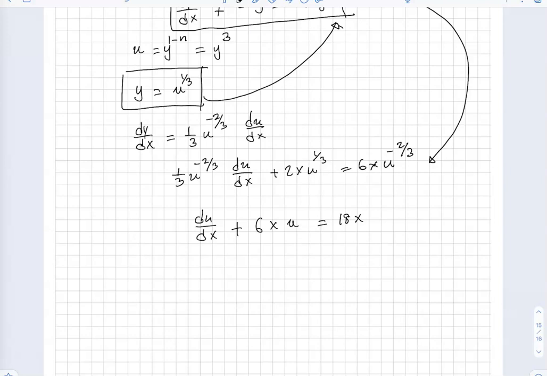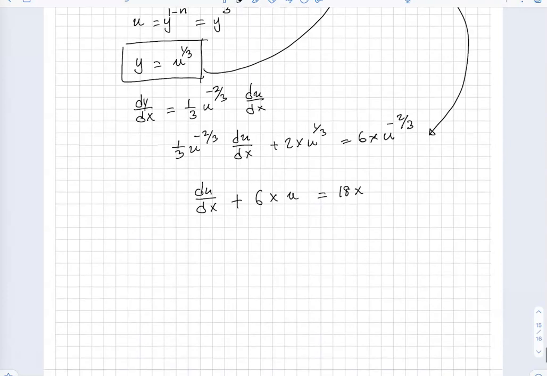So you get 18x on the right hand side, no u. On the left hand side, you can clearly see that it is a linear operator: first derivative and u times 6x. So you look for the integrating factor. Obviously, you could use the formula, but just don't try to memorize the formula. Instead, learn what the integrating factor is.